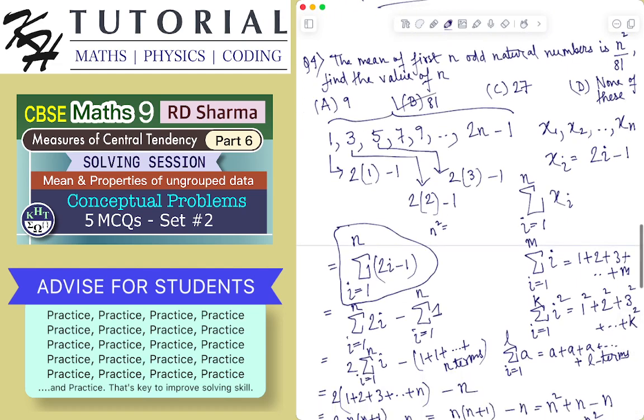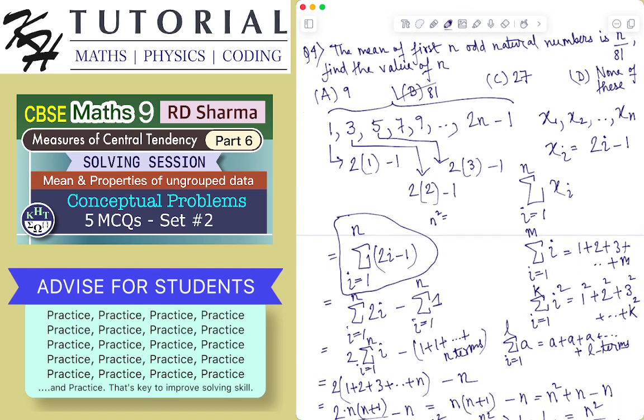Now if you have not understood these steps, then please let me know in the comment section. I will make a separate video explaining how I am applying the sigma on some given expression, like summation of 2i minus 1, i ranging from 1 to n. How exactly the summation is working, I will explain that in a separate video. Please let me know if you need that video.